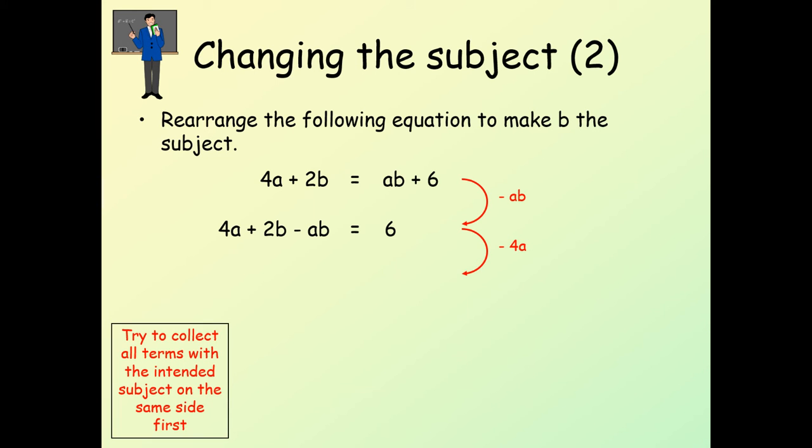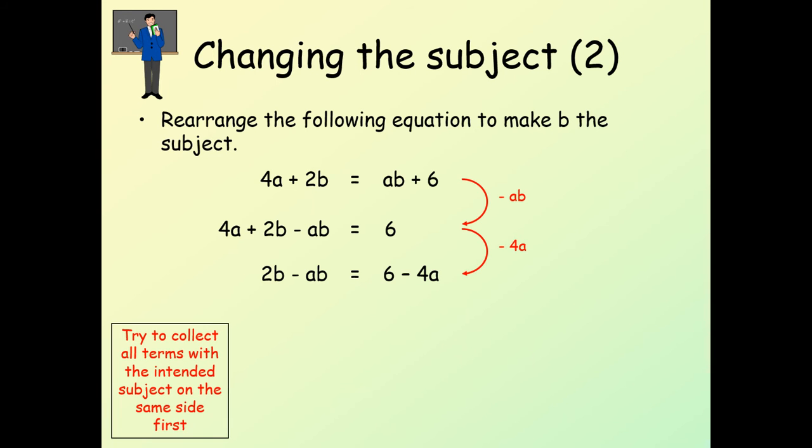I can subtract 4A from both sides. The reason why I want to do that is I want to just leave the B terms, the terms that have the B, together on the left hand side. So I subtract 4A from both sides. That would give me 2B minus AB is equal to 6 minus 4A.